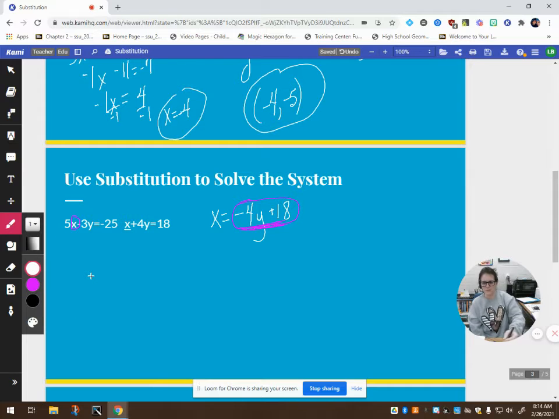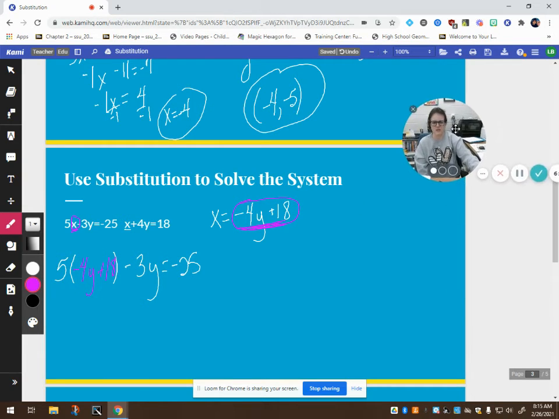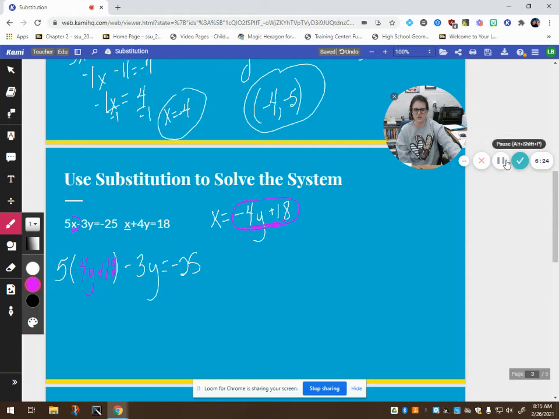So I'm going to rewrite the problem. 5, we'll leave some room. In place of x, I'm going to put what x is the same as, minus 3y equals negative 25. So everything stays the same. The only thing that changes is I take out the x and I substitute it in with what x is the same as, what x is equivalent to. So that's that negative 4y plus 18. All right, now I'm going to pause the video and work this out. I recommend that you pause the video and work it out. Give it a try and see if you come up with the correct solution.